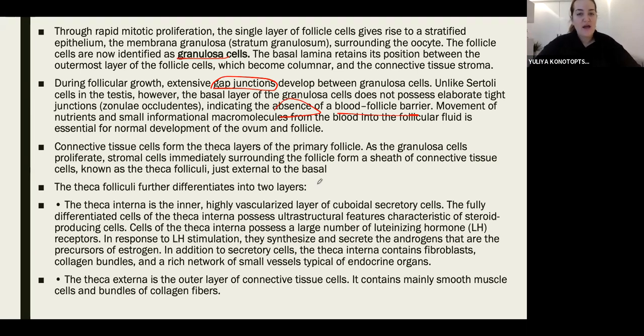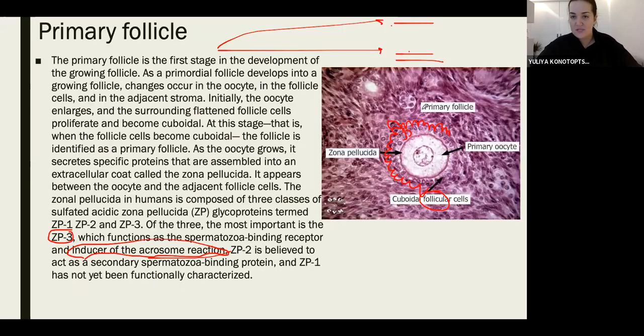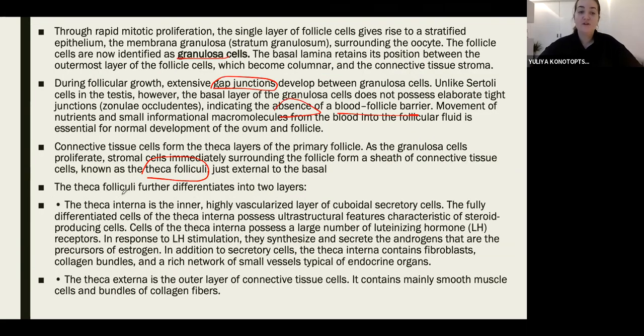Connective tissue right outside of the primary follicle has a name, and this is known as the theca folliculi. So this area, which is outside of your primary follicle, is the theca folliculi. This is not theca folliculi because it is not outside of your primary follicle. Just the connective tissue within the proximity of your follicle, you will call theca folliculi. Is it clear? Theca folliculi later will differentiate into two layers, the theca interna and theca externa.